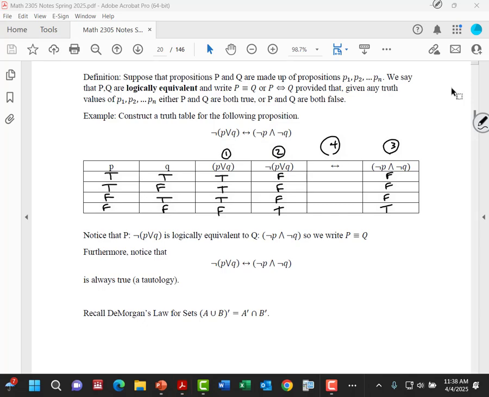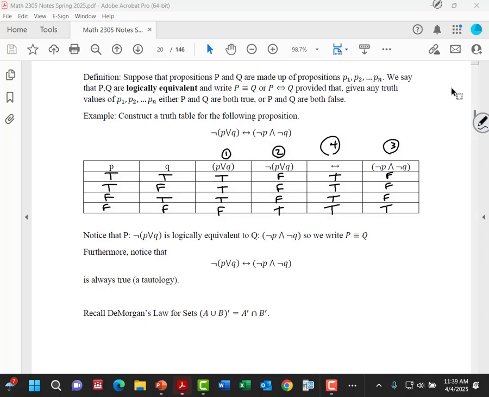And now I'm going to use the biconditional definition to find out each of these. False, if and only if false, well, that's true. False, if and only if false, that is true. False, if and only if false, is true. And true, if and only if true, is also true.